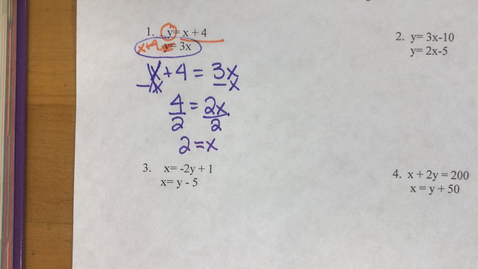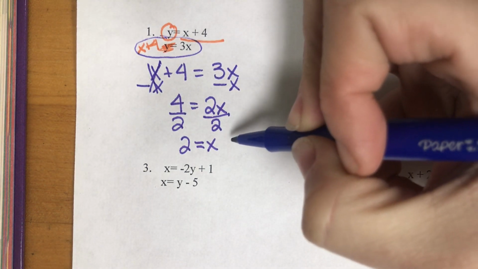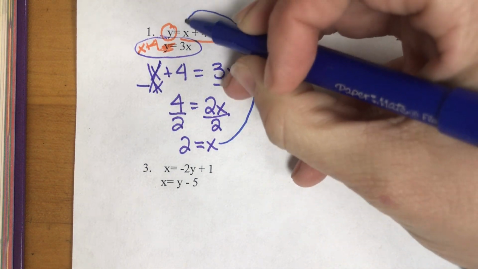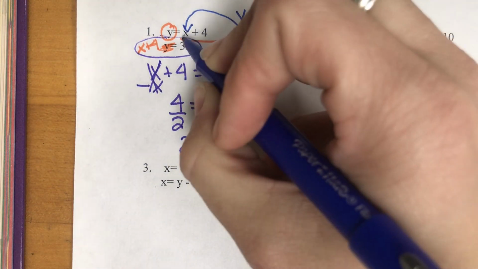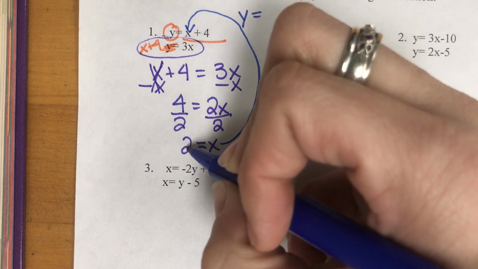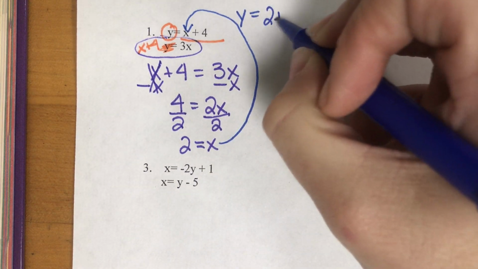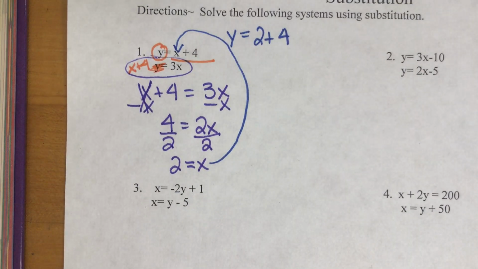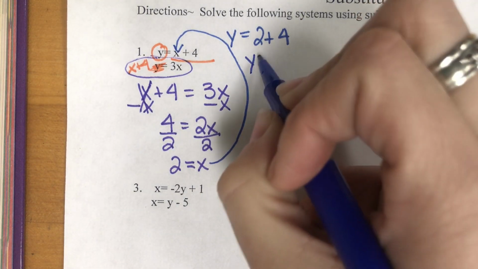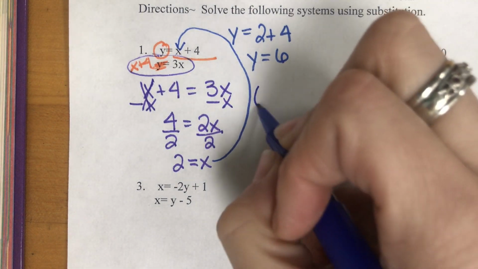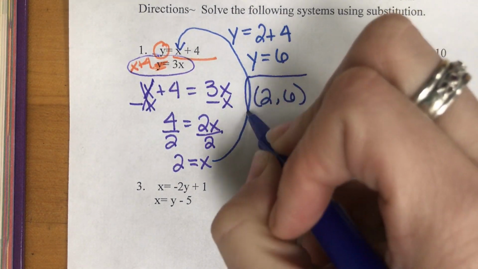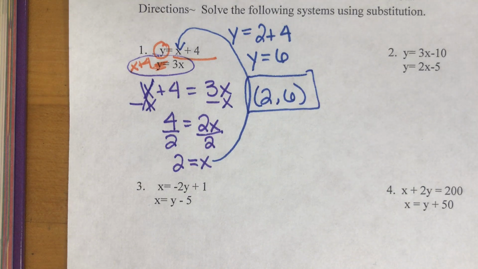So I get x equals 2, but keep in mind I'm still not done because I still need to make sure that I'm finding my y value. I need both the x and y. So I'm going to take this value and plug it back in up here for x. So instead of saying y equals x plus 4, I'm now going to say y equals 2 plus 4, and 2 plus 4 is 6, so y equals 6. You could either write your answer as x equals 2 and y equals 6, or we could just put the ordered pair 2, 6.